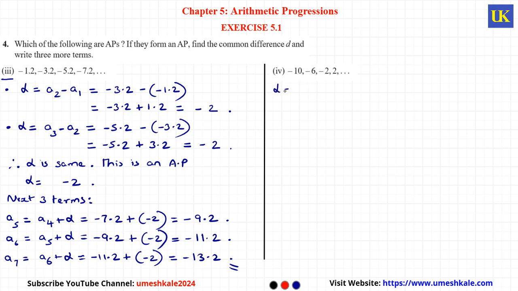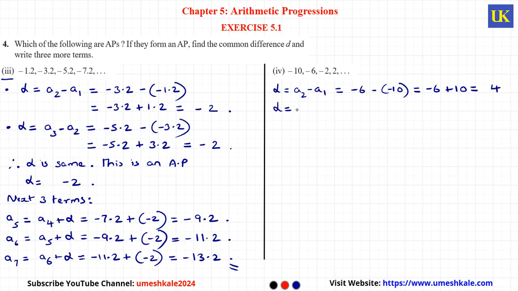We need to check D first. So A2 minus A1 we will do. So A2 is minus 6 minus A1 is minus 10. So minus 6 and here minus minus will become plus. So plus 10. And here minus plus is minus and we have to keep the bigger number sign. So plus 4 is our D.